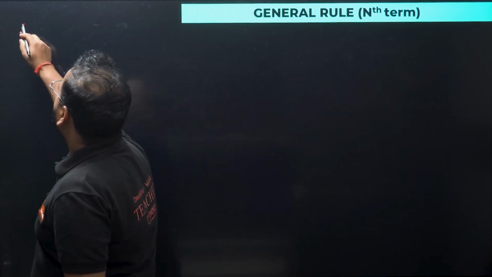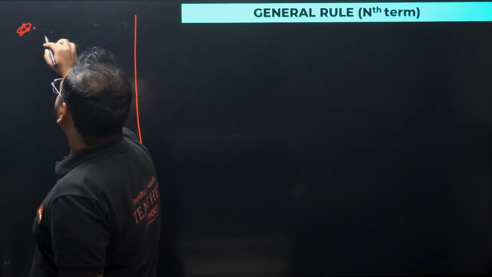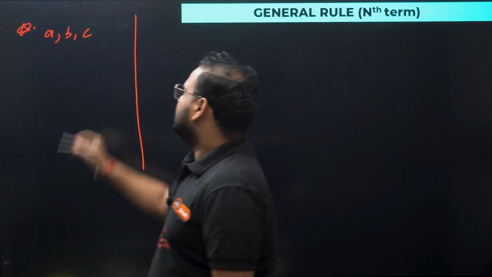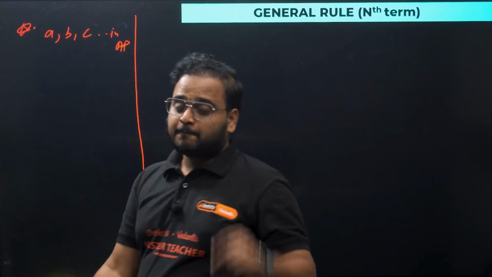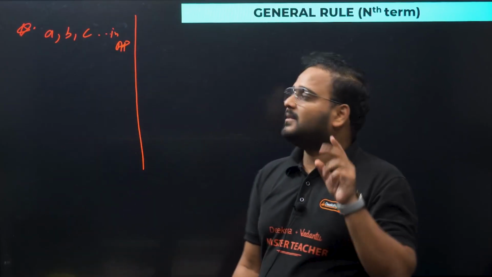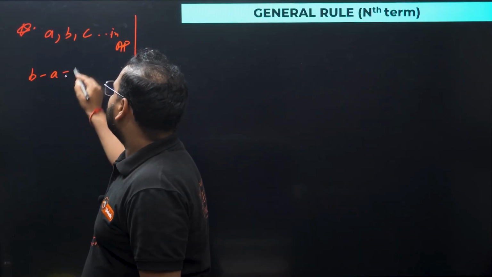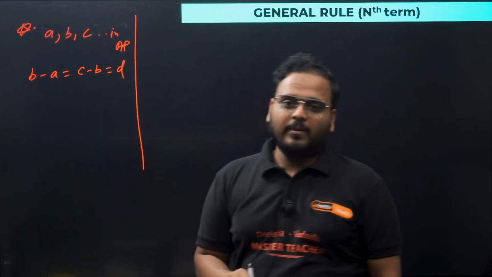But before I move on, I want to make a note for all of you over here. If you have, let's say, 3 terms in the AP, A, B, and C. What is given in an arithmetic progression? What is the definition of AP? That the difference will be constant, of course. It means B minus A will be equal to C minus B. Why? Because both are equal to the common difference D.